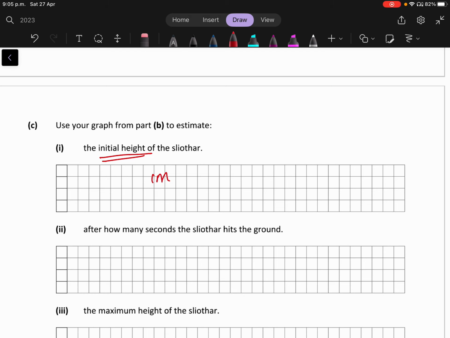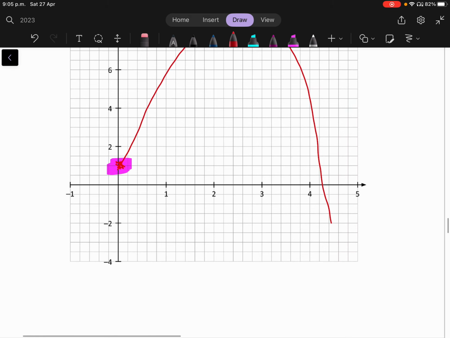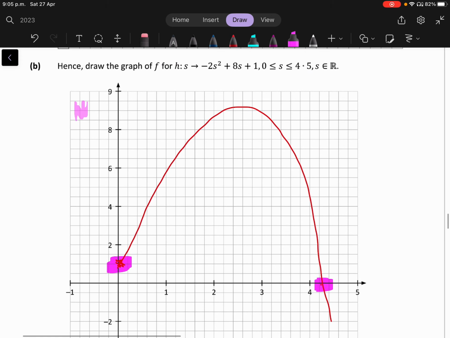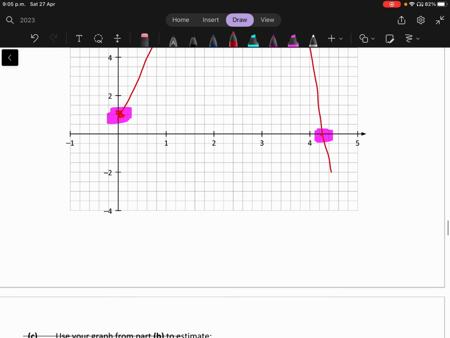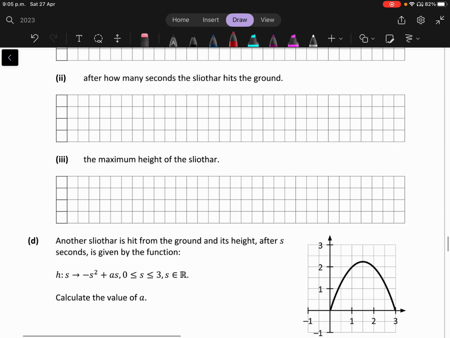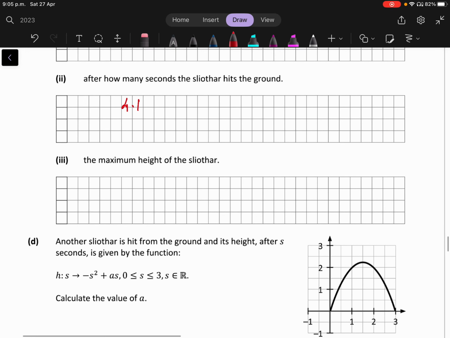After how many seconds does this one hit the ground? Hit the ground means it is somewhere here. I'm marking it in purple, so that's where it hits the ground, isn't it? Because this is the height. Sorry, what is this measurement? It is the height. So then that is somewhere around 4 point, because once you draw the graph, you will be able to figure it out. So it is 4.1.